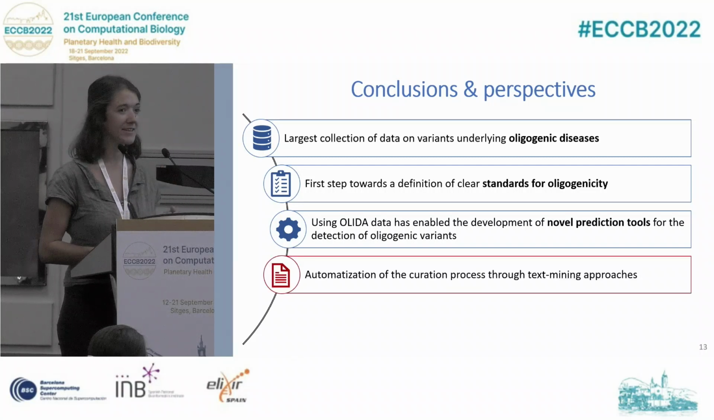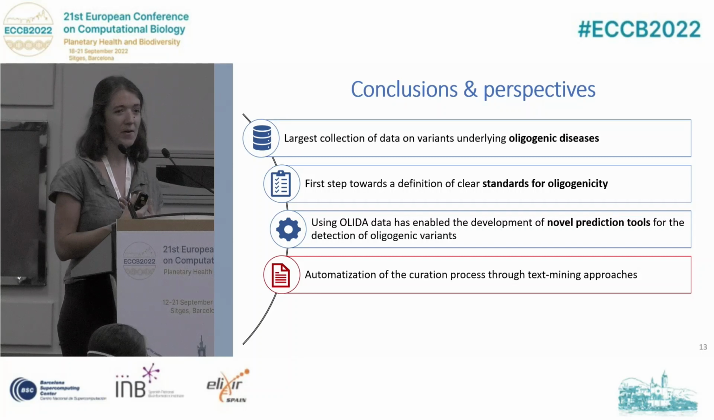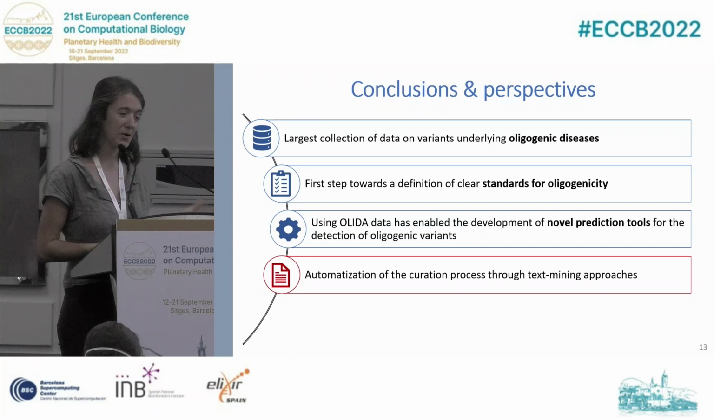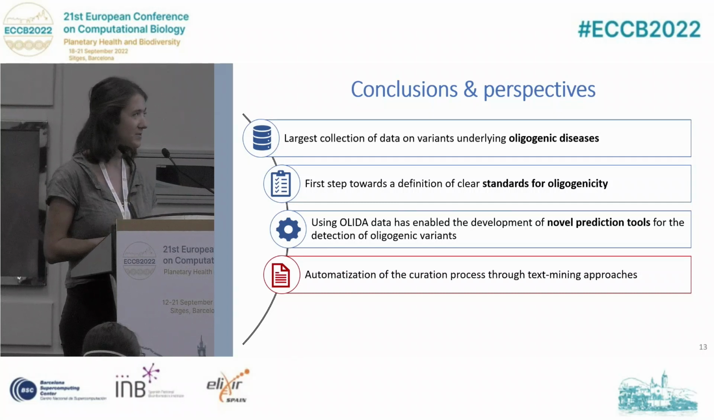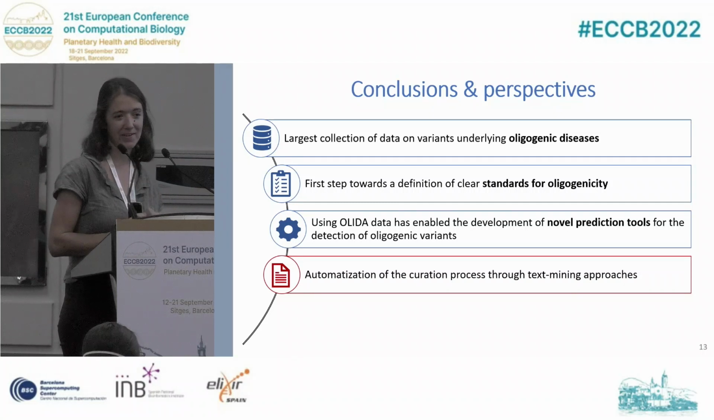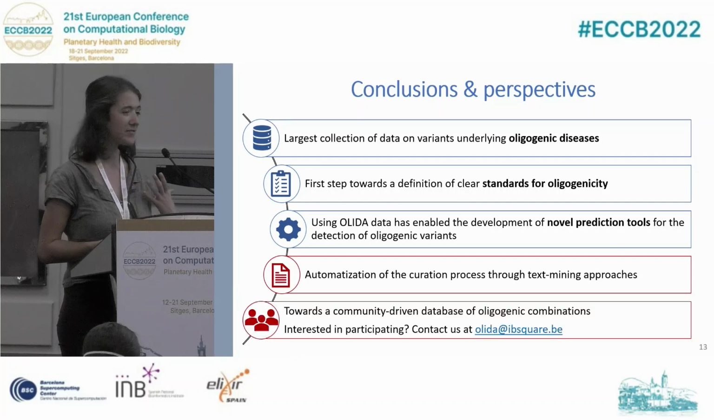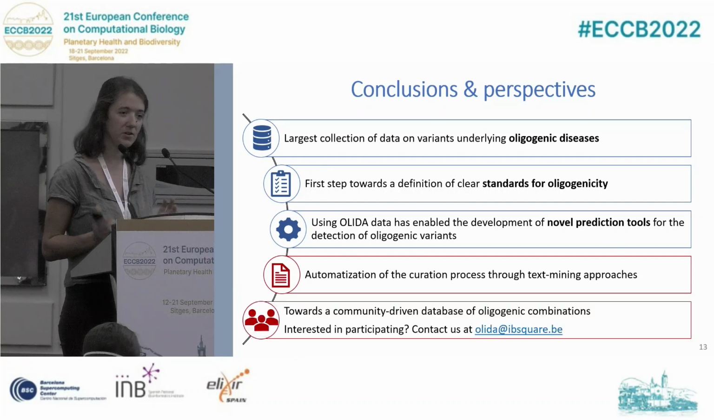So the first one is that manual curation is a huge amount of work. And if we want to keep updating this database frequently, we need to try to develop new methods. So we also have someone in our group working on a machine learning, text mining method to be able to get this data automatically. And finally, we're aiming to have this become a more community-driven effort for the database.